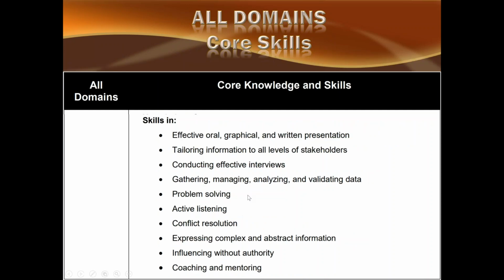These and the skills you need to have, like effective oral, graphical and written presentation, tailoring information for all levels of stakeholders, conducting effective interviews, this must be your skill, gathering, managing, analyzing and validating data, problem solving you must know, active listening, conflict resolution, expressing complex and abstract information, influencing without authority, and coaching and mentoring.